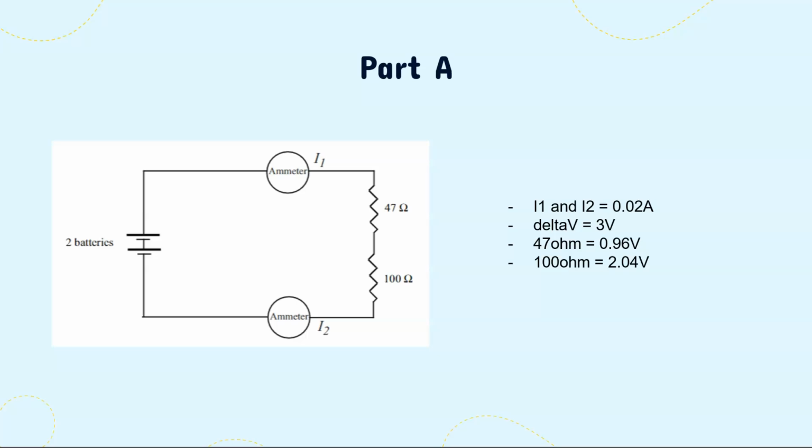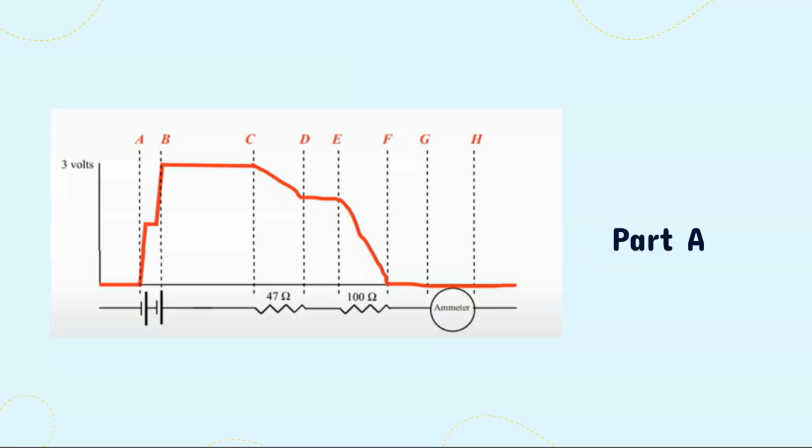When I use a voltmeter across the 47 ohm resistor, it found 0.96 volts, and across the 100 ohm resistor, it was 2.04 volts, which is consistent with Ohm's law. This is a diagram showing the potential differences, which show how a loop's net potential difference ends up being 0.